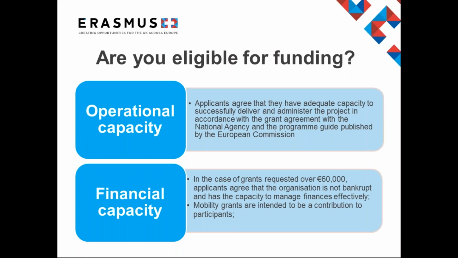In addition to the eligibility criteria shown on the previous slide, applicant organisations must demonstrate that they have adequate capacity to successfully deliver an Erasmus Plus project and administer them in accordance with the grant agreement with the UK National Agency and the programme guide published by the European Commission. This is agreed when the Declaration of Honour is signed, and that will form part of the application form.